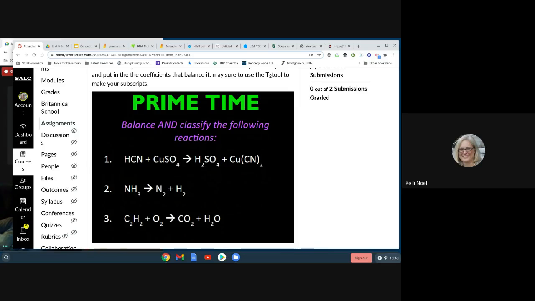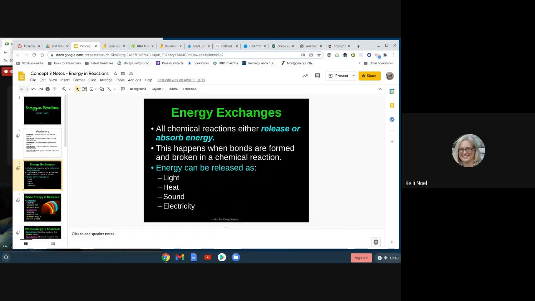Now we can see again. All right, we're going to talk about energy. So I'm going to go back to my little map here. So all chemical reactions exchange energy. They're either going to release or absorb energy.